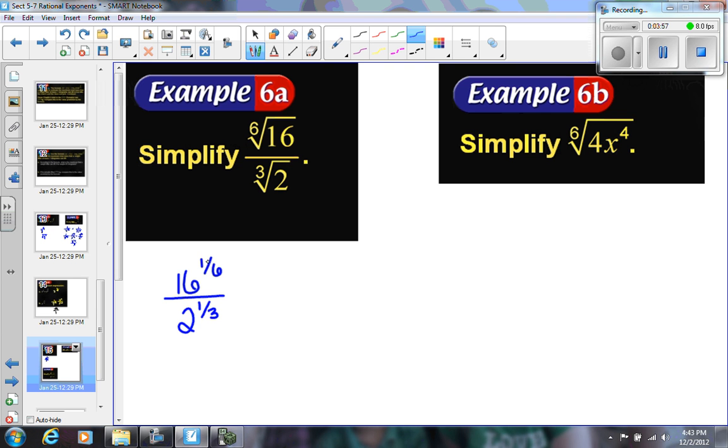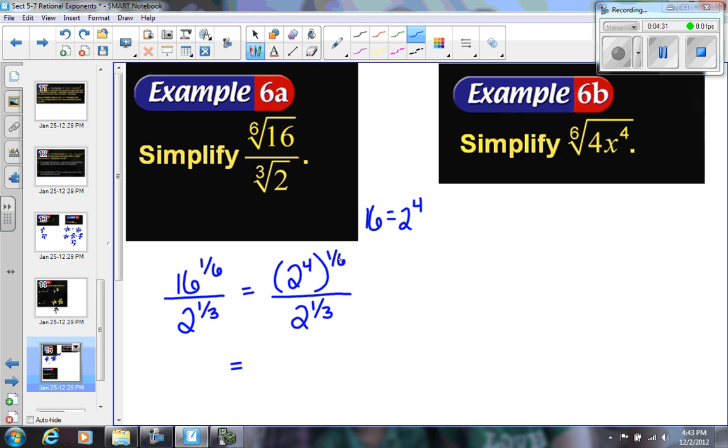Now, unfortunately, I can't subtract the exponents because the bases aren't the same, and the rule says that the bases have to be the same. But I can change 16 and write it with a base of 2. 16 is the same as 2 to the 4th power. So I'm going to rewrite the 16 as 2 to the 4th power. And remember, that's still to the 1/6 power. Not changing this.